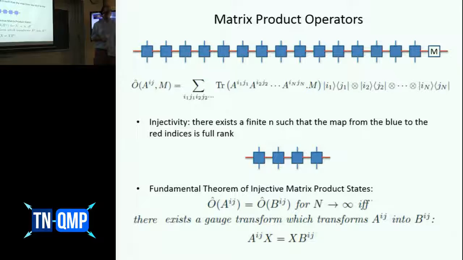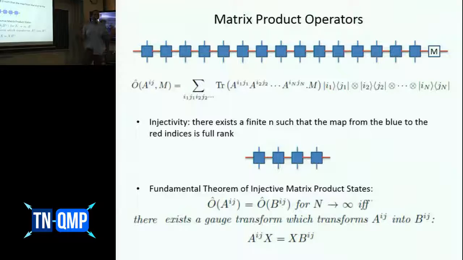Okay. But anyway, it's very simple. There's nothing deep to injectivity. It just means that you take out some stretch of tensors from the whole matrix product operator, and you consider this to be a map, a matrix from the blue indices to the red indices. So in this case, you have 8 blue indices and 2 red indices. Well, this is nothing more than a rectangular matrix from the blue to the red ones. And your system is injective if and only if this matrix is full rank. That's just what it means.